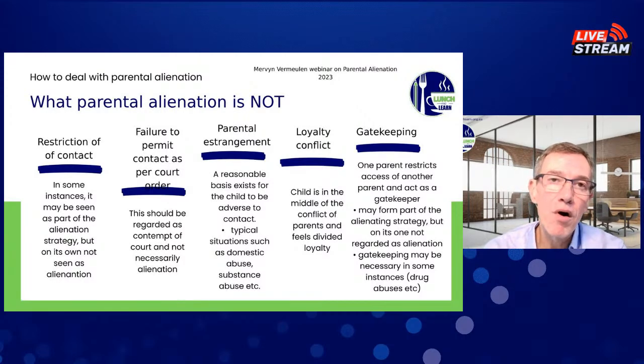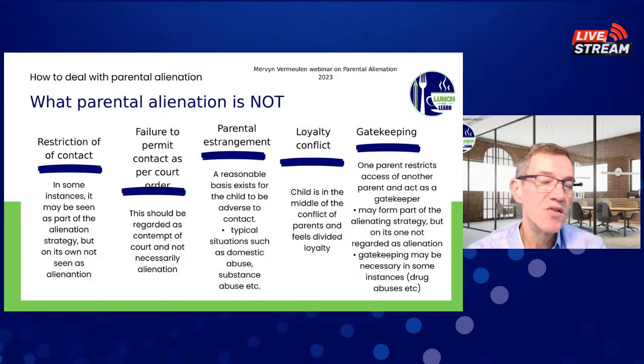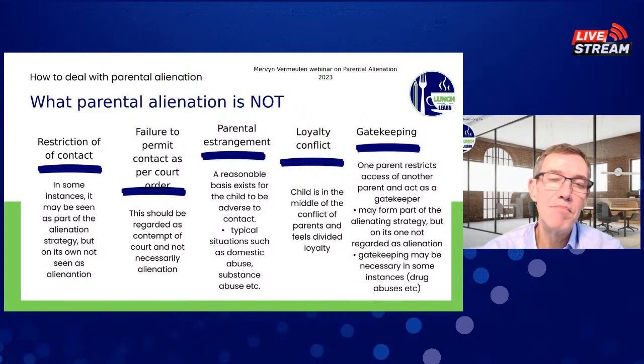It could form part of the parental alienation strategy, but most often it is just considered to be parental estrangement, but not parental alienation. The next one would be loyalty conflict, where there is an acrimonious divorce, an acrimonious relationship between the parties, and the child is then in the middle thereof. And then the child needs to choose, and they feel divided with regards to loyalty between the two parents.